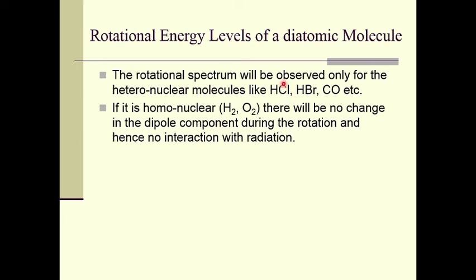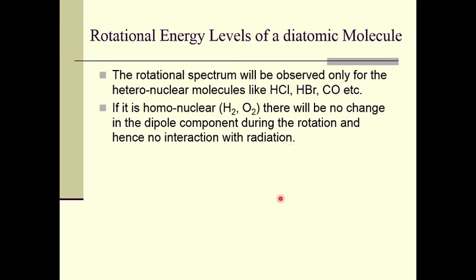We know that one atom is more electronegative than the other. Chlorine is more electronegative than hydrogen. Here bromine is more electronegative than hydrogen, and because of that a dipole is formed, because the shared electron pair will be attracted towards the chlorine atom in HCl, and a partial negative charge is developed on chlorine and a partial positive charge is developed on hydrogen, and therefore this forms a dipole.